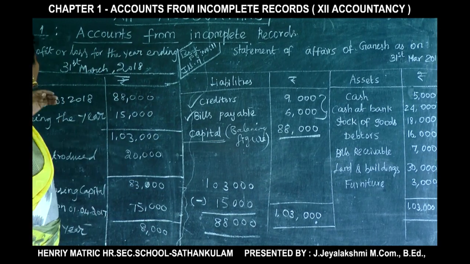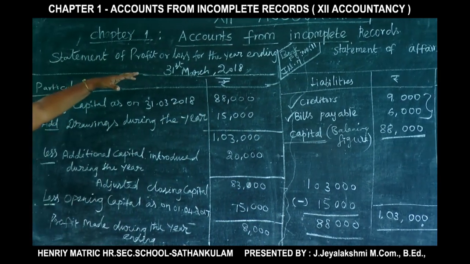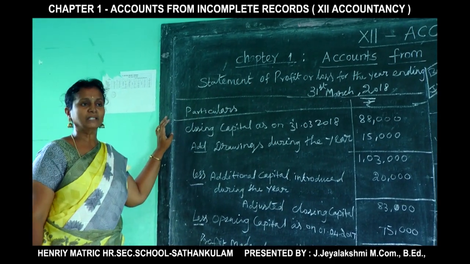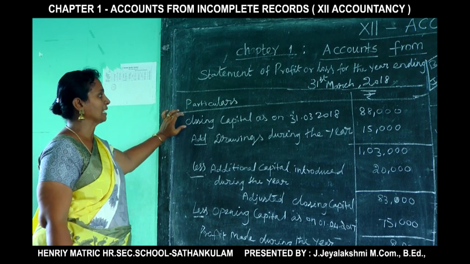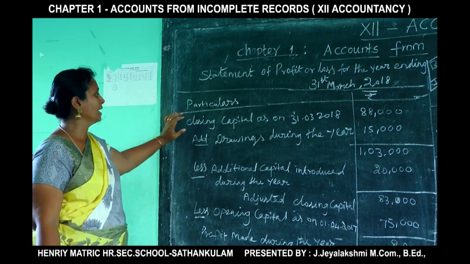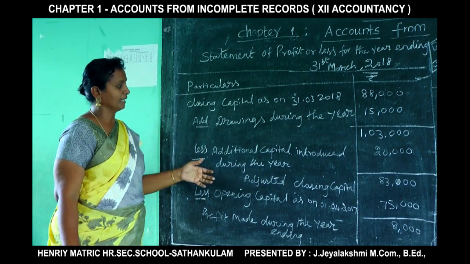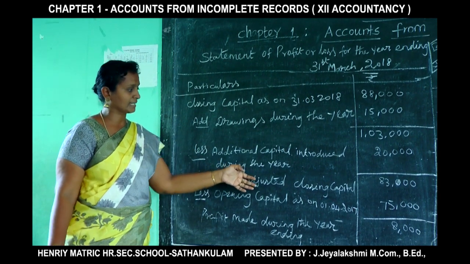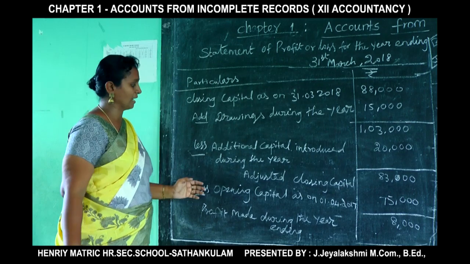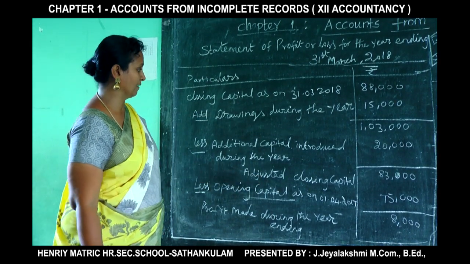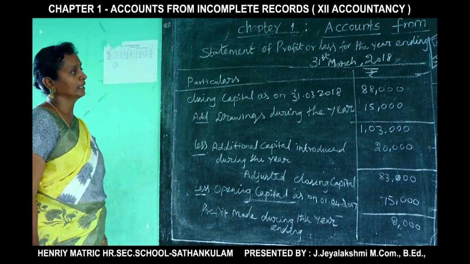Next we can prepare the statement of profit and loss for the year ended 31st March. The format we have already discussed: closing capital as on the year end, then add drawings, then less additional capital, and by this we get adjusted closing capital. Then less opening capital as on 1/4/2017, and then we get the profit.